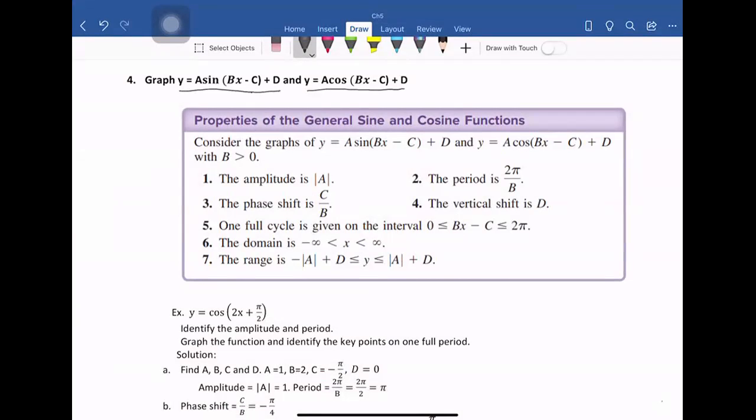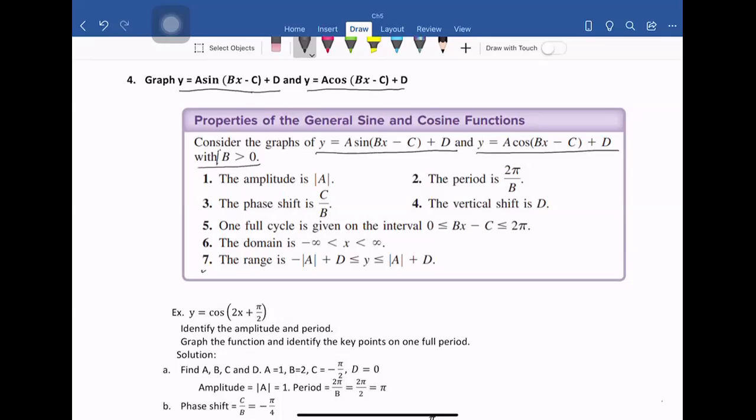Consider the graphs of these two functions with b greater than 0. That means b is positive. All of these 7 properties need to satisfy b greater than 0.